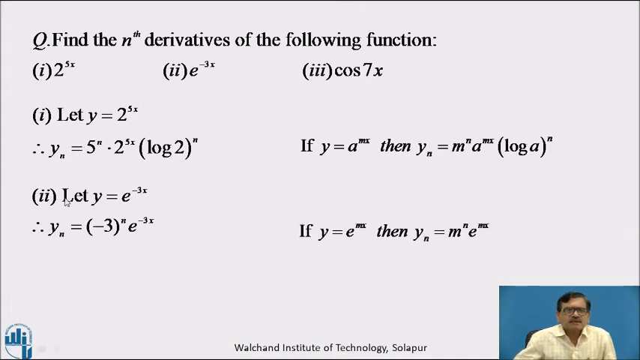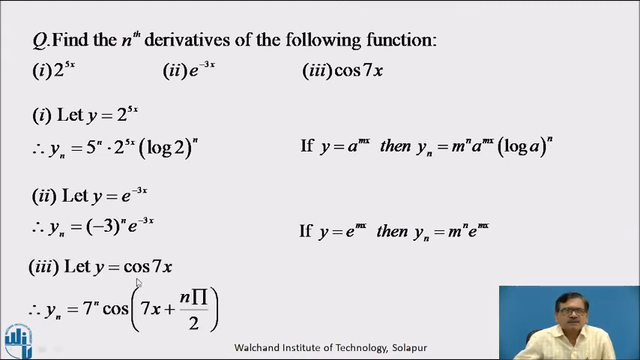Now see here, let y equal to e raised to minus 3x. Here you may compare this with if y equal to e raised to mx, then yn equal to m raised to n e raised to mx. Here m is minus 3. Therefore, yn is equal to minus 3 raised to n e raised to minus 3x.